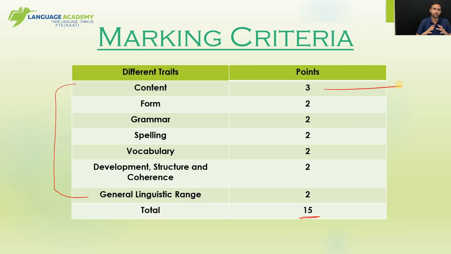That's it. 3 points for content, 2 for form, 2 for grammar, 2 for spellings, 2 for vocab, 2 for development and structure, and final 2 points for general linguistic range. 15 points altogether, 1 to 2 essays, 20 minutes per essay, and that is how you're going to write your essay. That's it for your marking.